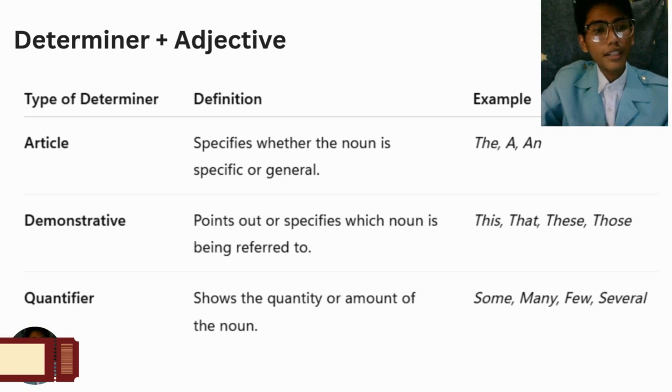Okay, the second one is demonstrative. It points out or specifies which noun it is. For example, this book, that book, those books. Okay, the last is quantifier. It shows the quantity or amount of the noun. Some means beberapa. Many means banyak. Few means sedikit. Several is the same as some.